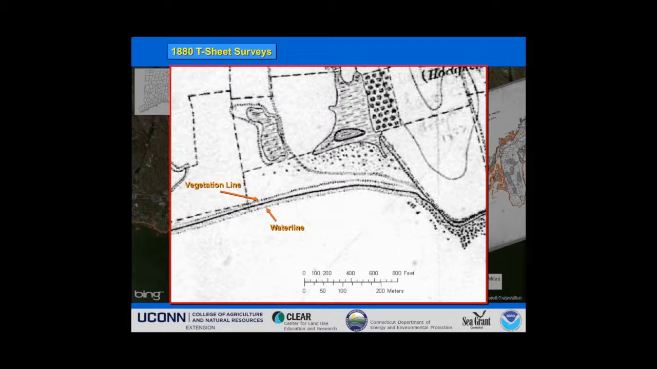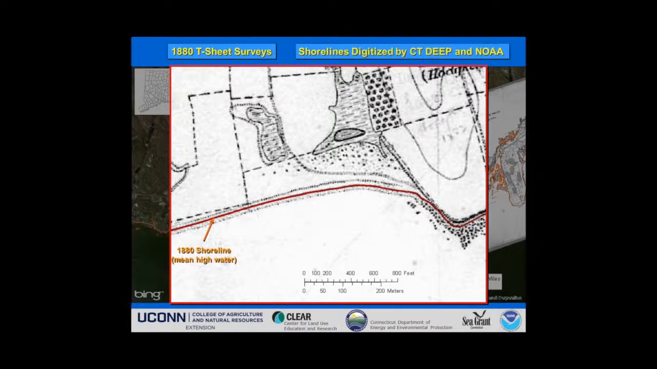It has features on these maps that include the vegetation line and, on some of the T-sheets, the water line as part of what they surveyed. But what we're interested in is that they surveyed this mean high water line that Kevin had mentioned earlier, where they made their decision on where that was. The advantage we have is that that shoreline has been digitized both by NOAA and Connecticut DEP, who did some digitizing of their own. So it's already in a format that we can use.